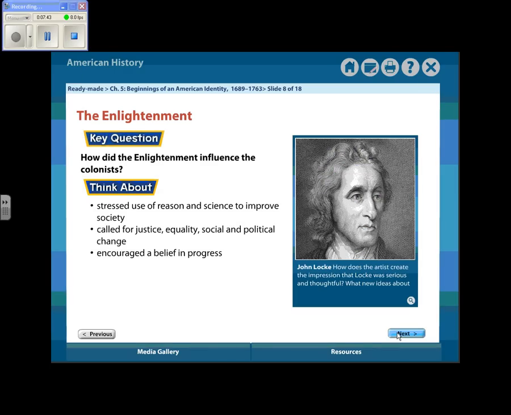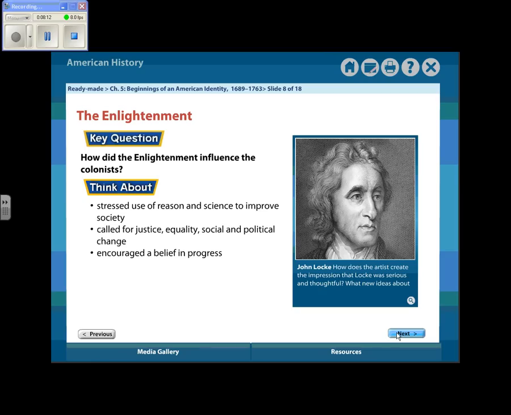The Enlightenment. How did the Enlightenment influence the colonists? It stressed the use of reason and science to improve society. It called for justice, equality, social and political change, and it encouraged a belief in progress. Benjamin Franklin, probably the most important of the Enlightenment thinkers in America. He became very wealthy. He was a publisher, he was an inventor, and at the age of 42, he decided to retire. And he used his ideas that Enlightenment thinking could improve society.